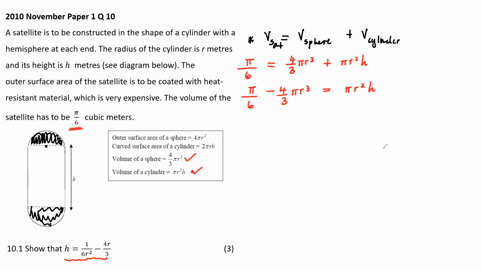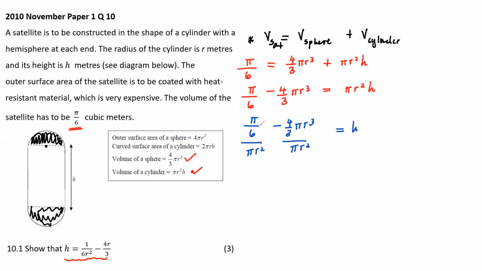Since I'm looking for h, I can make h the subject of the formula. So I can divide both sides by pi r squared. In other words, this becomes pi over 6 over pi r squared, minus 4 over 3 pi r cubed over pi r squared, which is equal to h. Then I can say pi over 6. Now, hold on to this. Follow my lead, please. Don't get this wrong. Let me just erase this part. Okay, perfect. Now, listen to me.